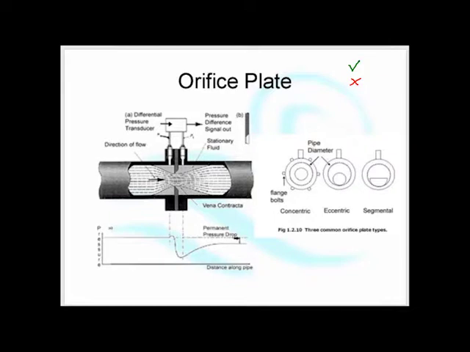So, if we have liquid with gases in it, then what we would tend to use, instead of a concentric orifice plate, concentric meaning the centers are the same, is an eccentric orifice plate, and we use it with the hole at the top, so that it looks like this, and the little metal tag is underneath.